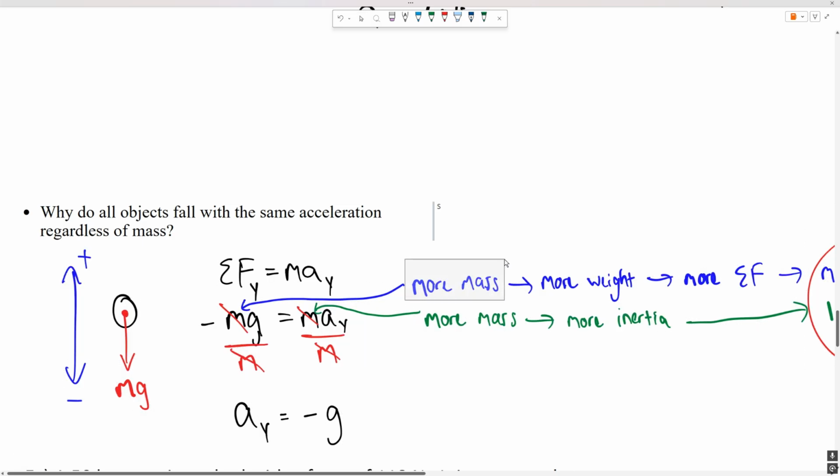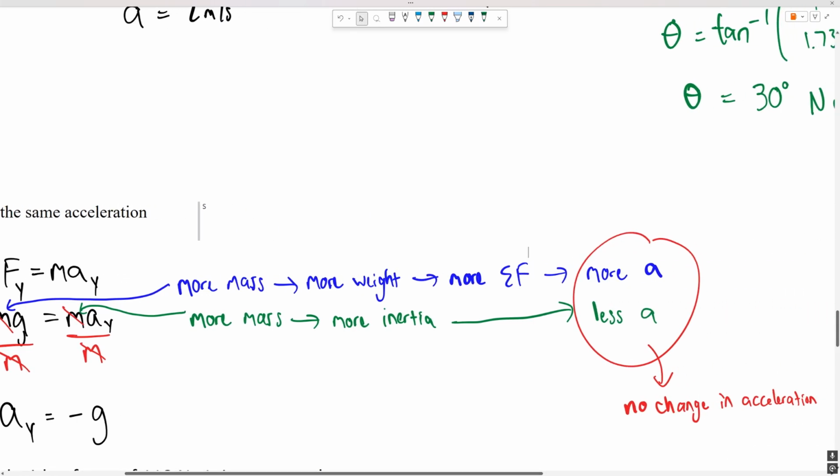Well, notice, if we have more mass, then that means we have more weight. mg is the weight, so we have more weight, which means we have more net force. And typically, as we talked about before, if you have more net force, what happens to the acceleration? We have more acceleration. Okay?